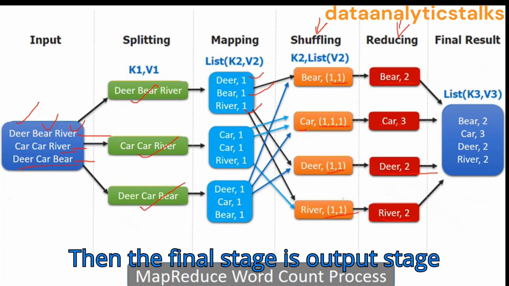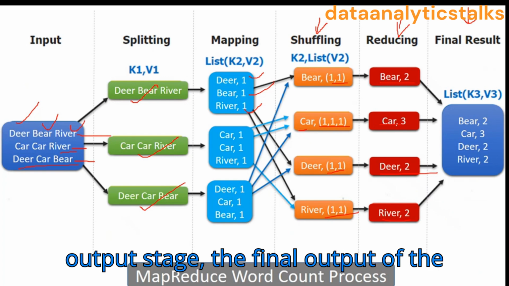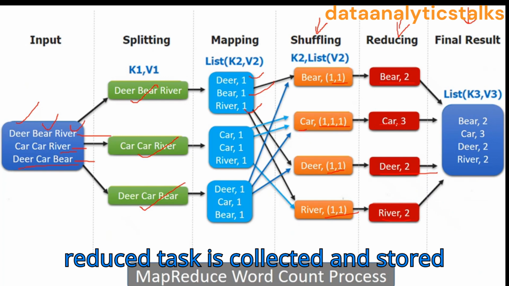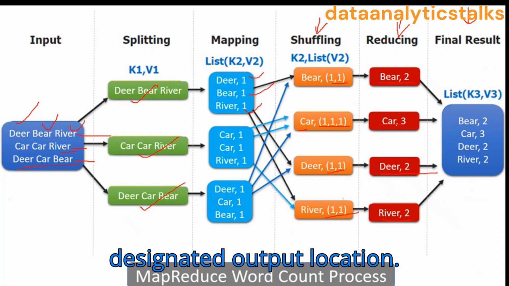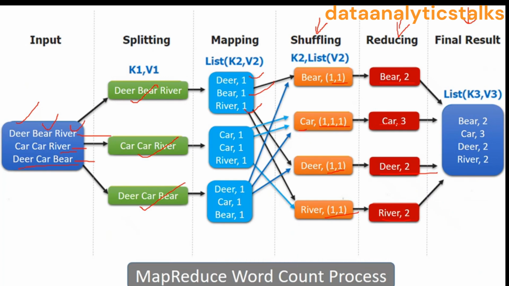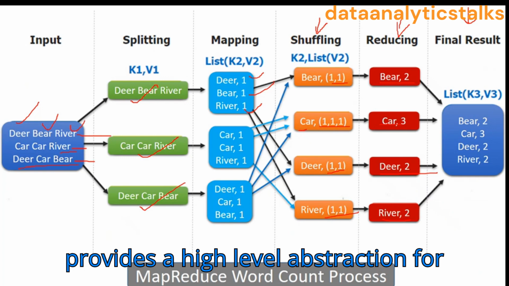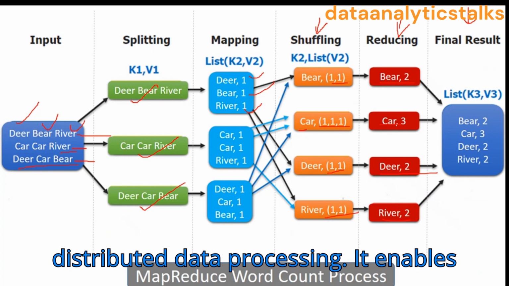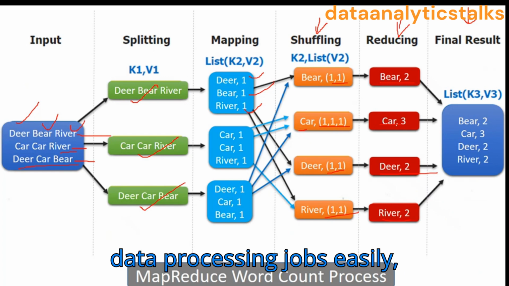Then the final stage is the output stage, or final result. In the output stage, the final output of the reduce task is collected and stored in the HDFS or another designated output location. So the MapReduce programming model provides a high-level abstraction for distributed data processing. It enables developers to write parallel and scalable data processing jobs easily.